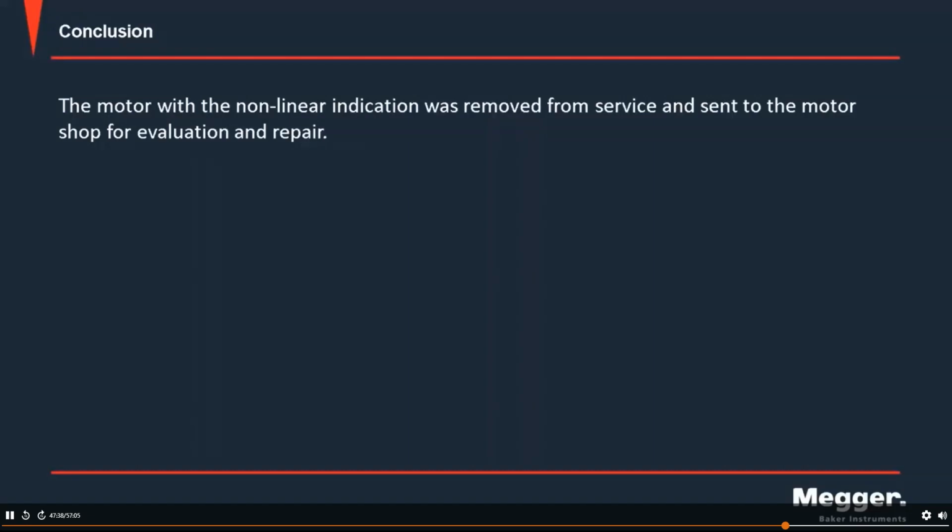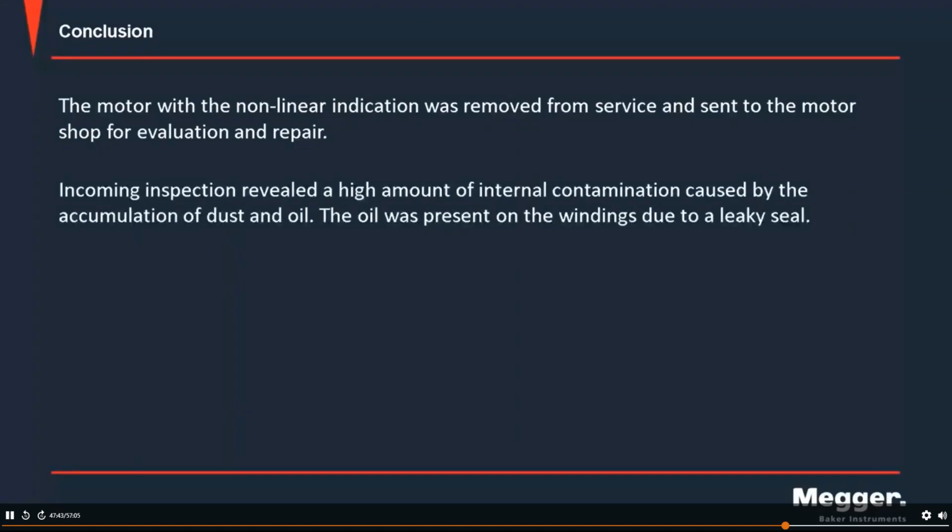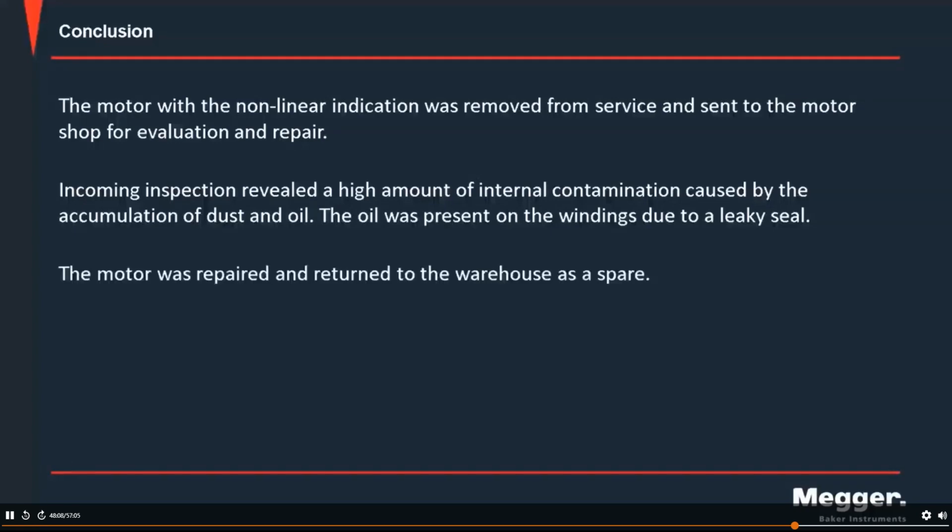for evaluation, and what we find is, upon investigation, the motor with the nonlinear indication had a high amount of internal contamination caused by the accumulation of dust and oil. The oil was present on the windings due to a leaky seal. So the seal clearances had opened up. There was an internal fan that caused a negative pressure, and that actually caused a draft across the sleeve bearings, pulled oil into the winding, where oil and dust and stuff started to accumulate on the connection end, and that ultimately led to those surface leakage paths that we saw in the PI, and then ultimately the departure from linearity that we saw in the step voltage test.